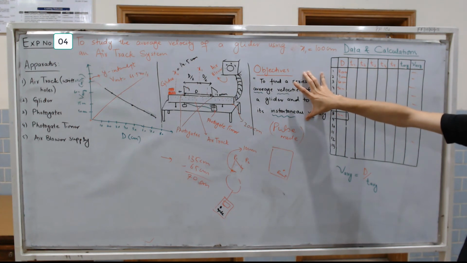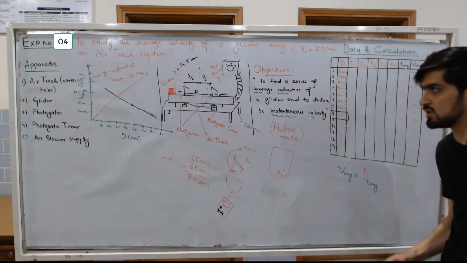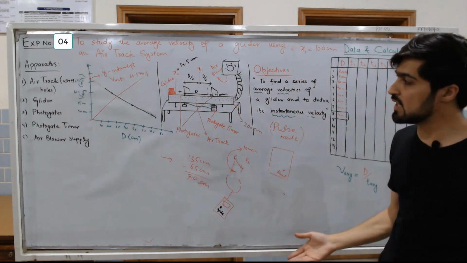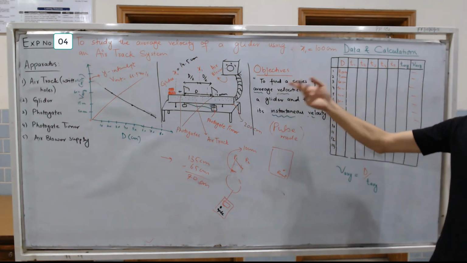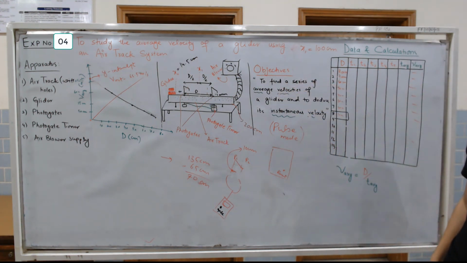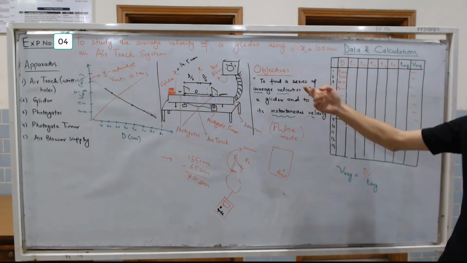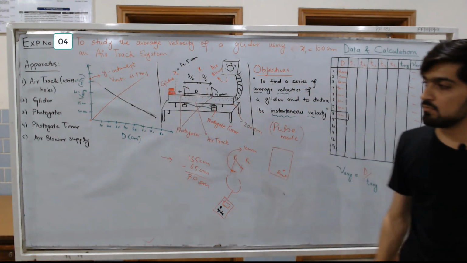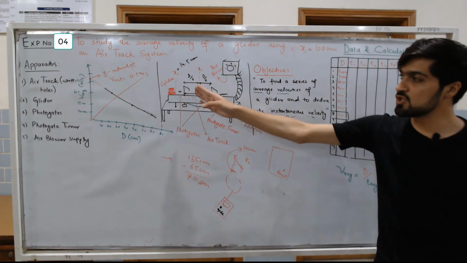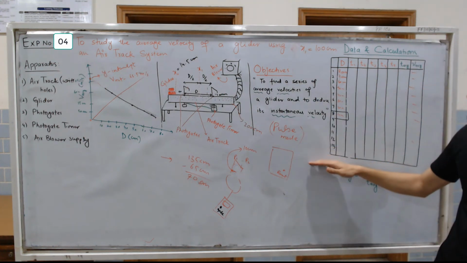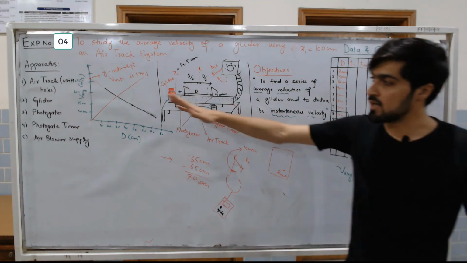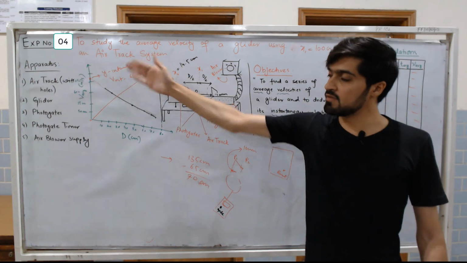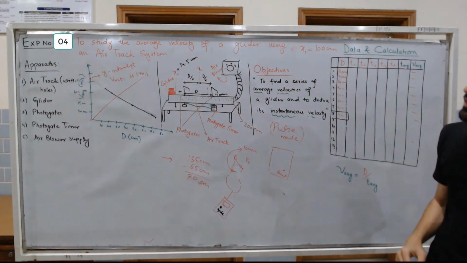So the purpose is to study the average velocities of this glider. Why do we need to study the average velocities? Because if I calculate the average velocities and then plot them against the distance between these two photo gates, I will get a graph. And by extrapolating that graph, the y-intercept will give us the instantaneous velocity.